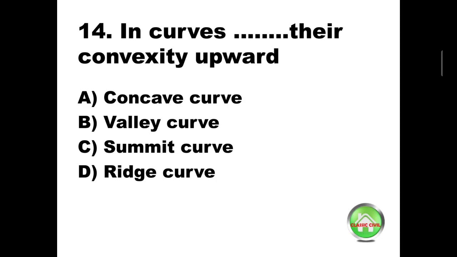Question number 14. In curves, dash their convexity upward. Option A, concave curve. Option B, valley curve. Option C, Fermat curve. Option D, ridge curve. In curves, dash their convexity upward. Answer is option C, Fermat curve.